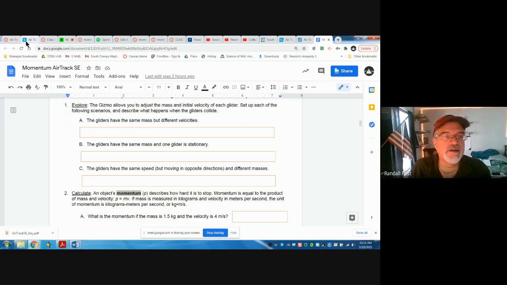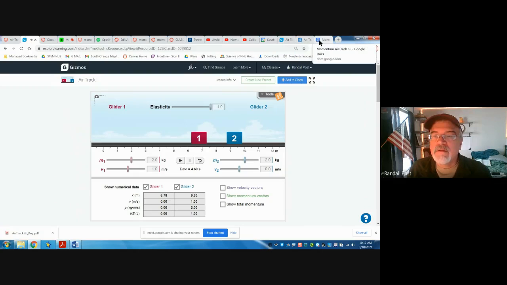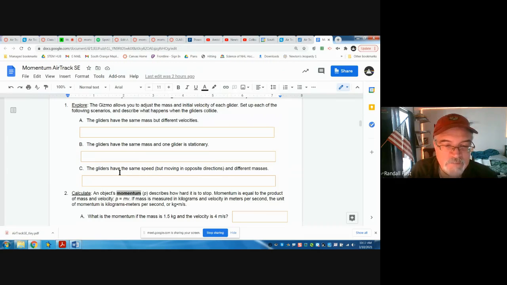How do you do stationary? Okay, simply set velocity at 0. Change this to 0. And maybe make this 1. Okay, and you can make the collision happen with one moving and one stationary. And the third one, same speed, but moving in opposite directions at different masses. And you now know how to do that.